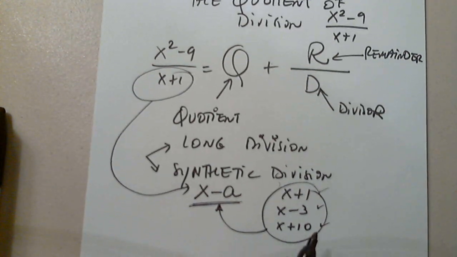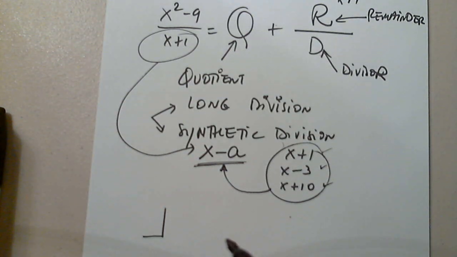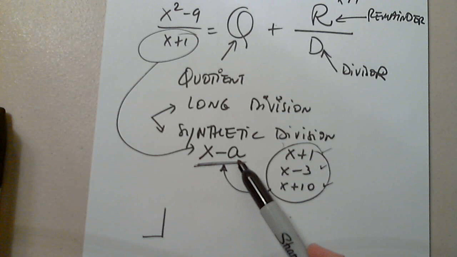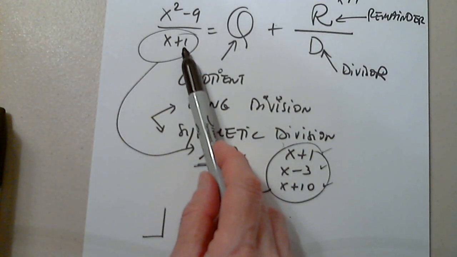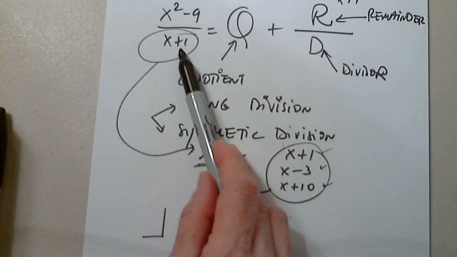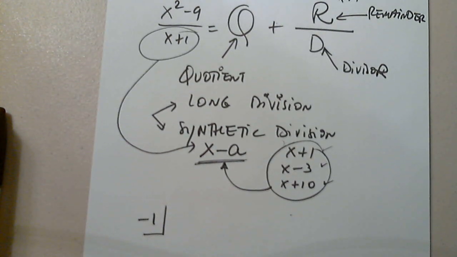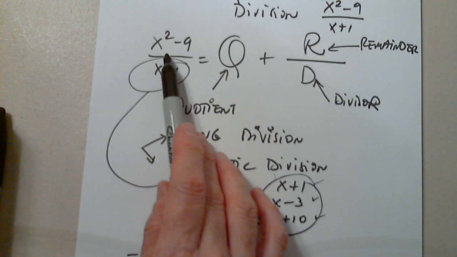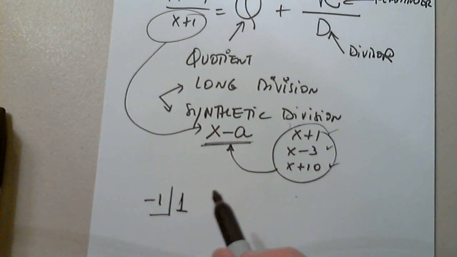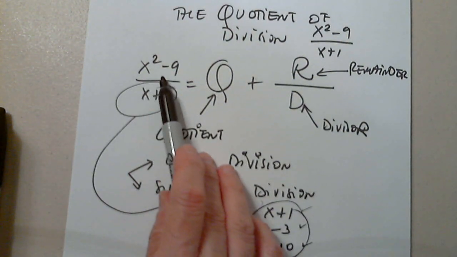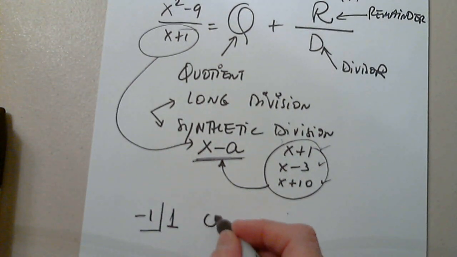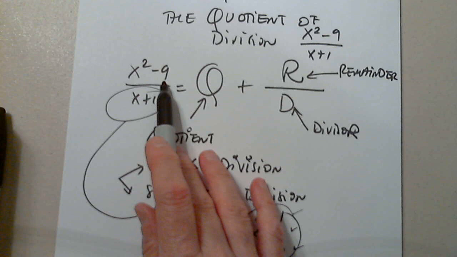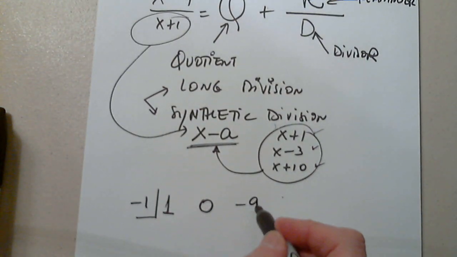Let's do the synthetic division. So here's the synthetic division. In the box, I have to write a, but it's x minus a, which means a is -1. So I put in the box -1. Then the coefficients of the numerator. 1 is the coefficient of x squared, but the coefficient of x is 0. The coefficient of the free term is -9.